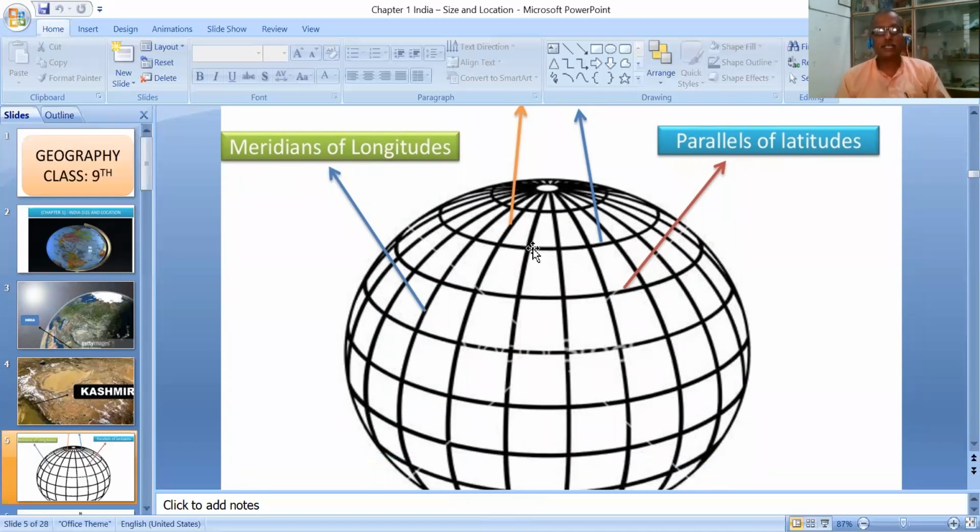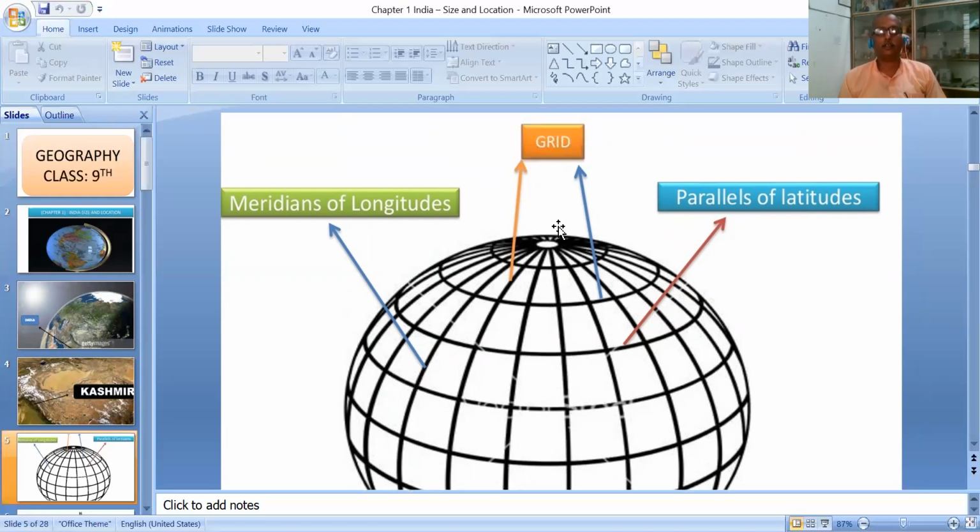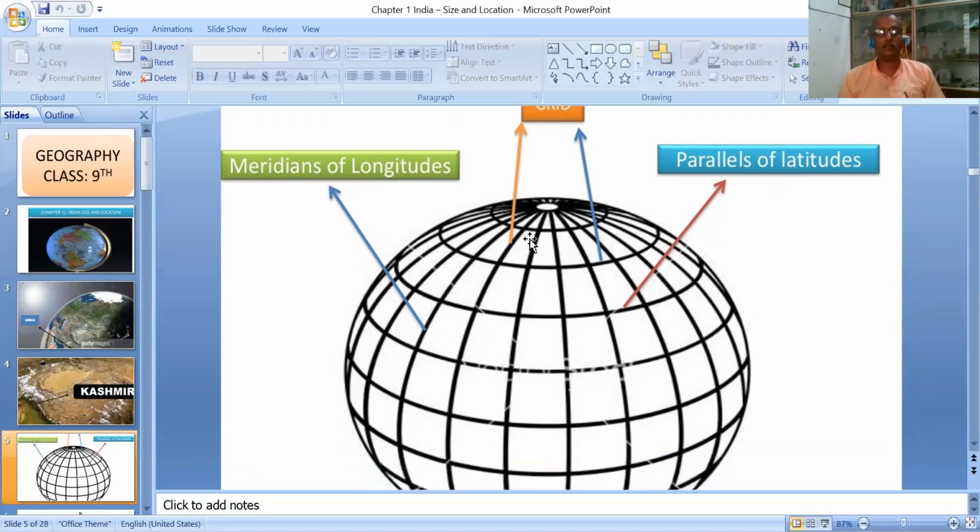When they intersect each other, they create one box. Meridians of longitude and parallels of latitude, across we will find the position, one square box. This box we call a grid. Grid is very useful in locating places on the planet Earth. So they use the grid to locate the country. This much you have to understand. Now, parallels of latitude and meridians of longitude, how they are being used, that we will discuss now.